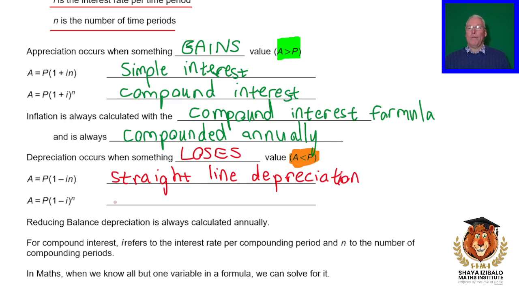Then we've got this one, which is sort of like a compound decrease, and its name is reducing balance depreciation.